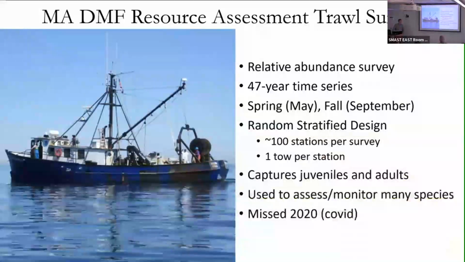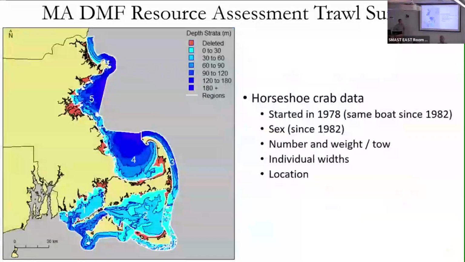This survey captures juveniles and adults. The survey itself is used to assess many different species. The 2020 season was missed due to COVID, so you'll see a gap in these figures coming up. These are different regions, 1 through 5, in the depth strata. So basically for horseshoe crabs, we only see crabs for the most part in the shallowest 2 strata, 0 to 30 and the 30 to 60. So that's what you're gonna see in these figures coming up.